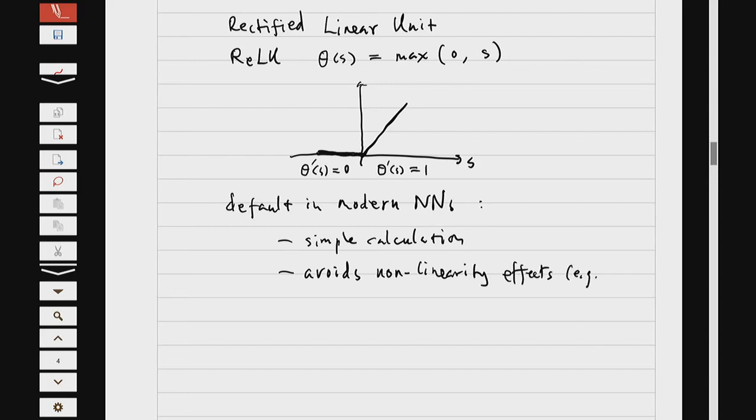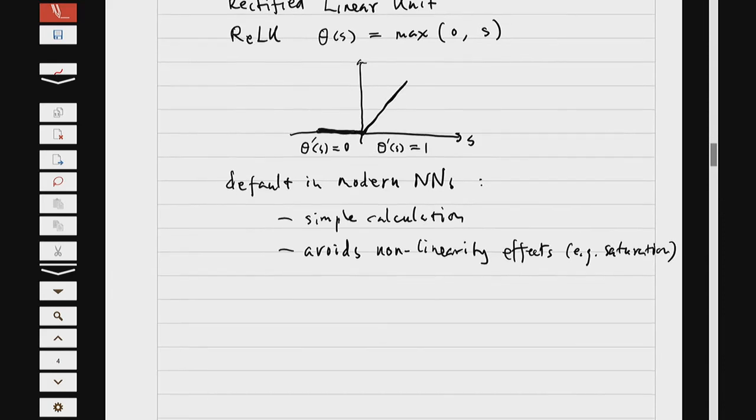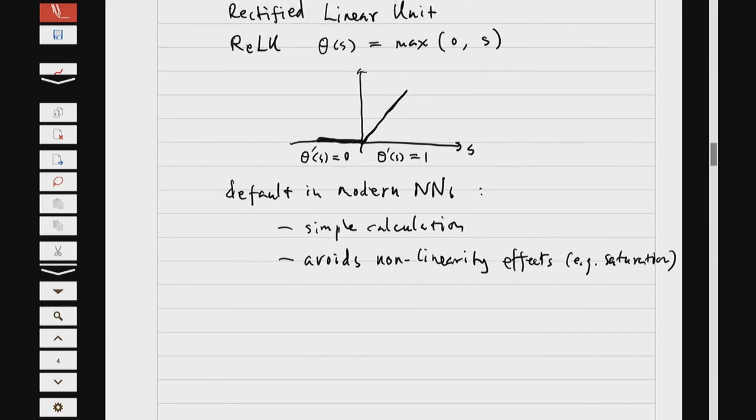For example, saturation of the hyperbolic tangent. Saturation means you input something too high, then the output is nearly 1, and it does not go any higher. But this one keeps going. Of course, it cuts off the negative side. Clearly, we cannot simply use a linear line.